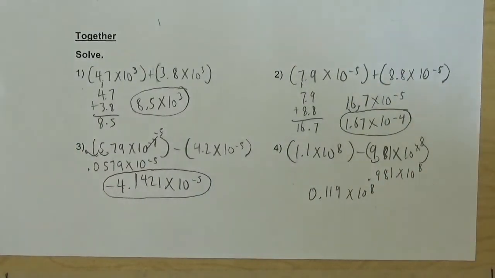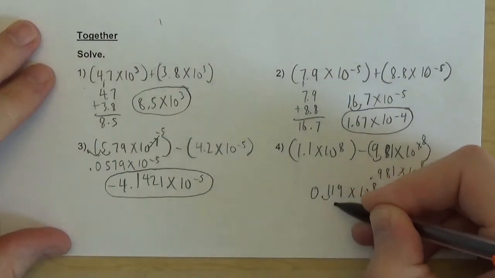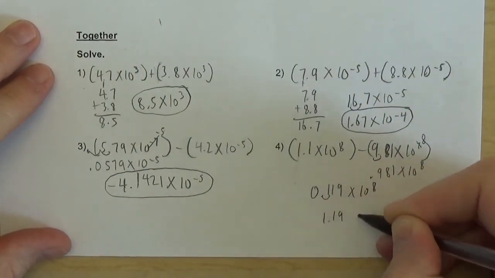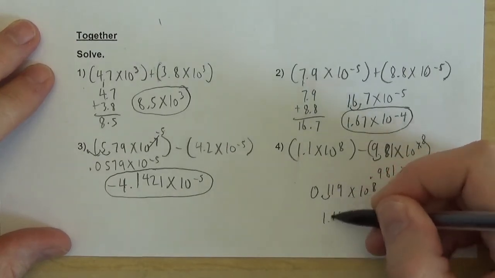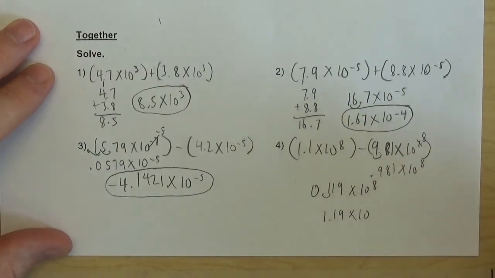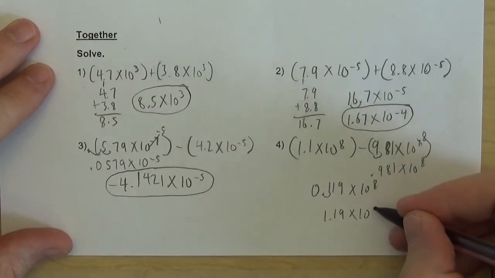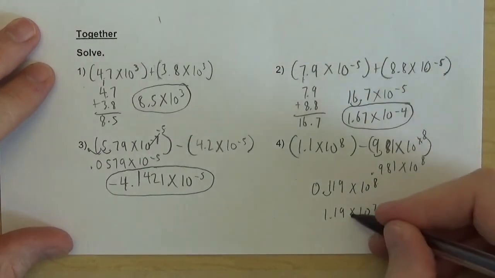But this is not scientific notation. I don't have an absolute value that is between 1 and 10. So I'm going to have to move this decimal over 1 space, making it 1.19. Now I went from making it point something to 1 point something. I went up in value here, so that means I have to go down in value with my exponent. From 8 down 1, because I only moved 1 space, down to 7. So 1.19 times 10 to the 7th.